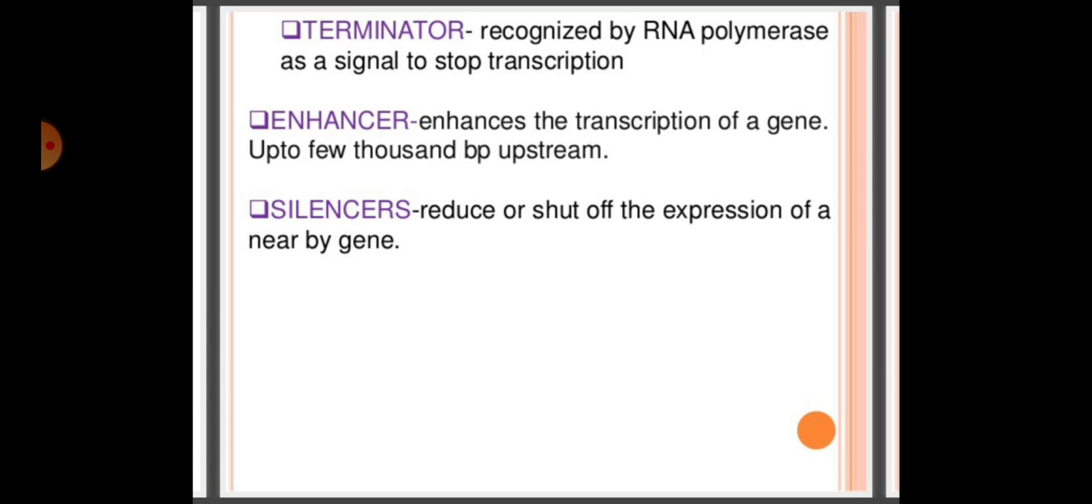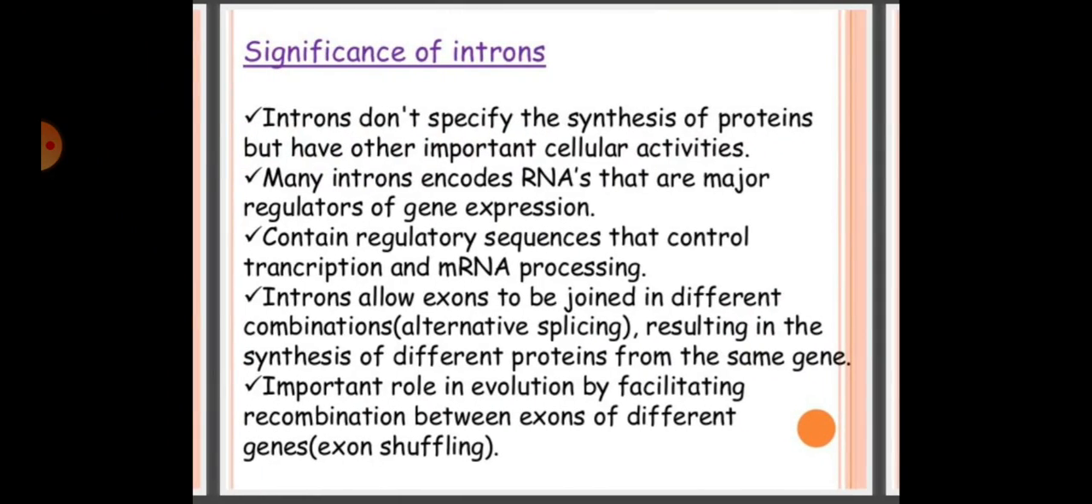In eukaryotes, the terminator is recognized by RNA polymerase as a signal to stop transcription. The enhancer enhances the transcription of a gene up to few thousand base pairs upstream, and the silencers reduce or shut off the expression of a nearby gene.